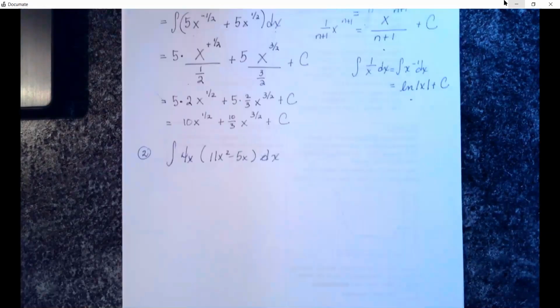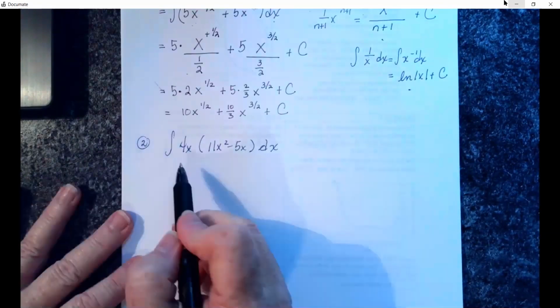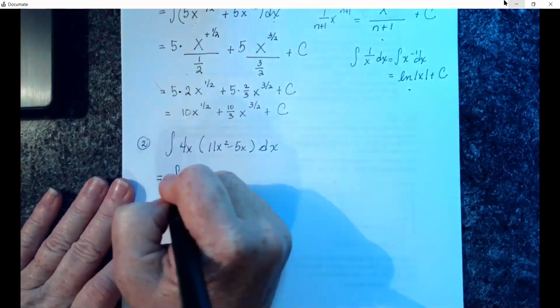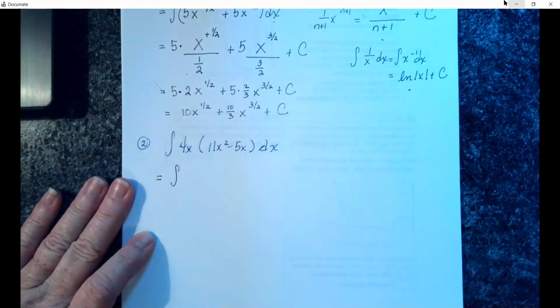All right, so what about this one? Well, we don't have an integral formula on that sheet of 18 or 19 things that I sent you that deals with the integral of a product, unless it's trig functions like secant tangent or cosecant cotangent. So one option here would be to just multiply this out first and integrate term by term.